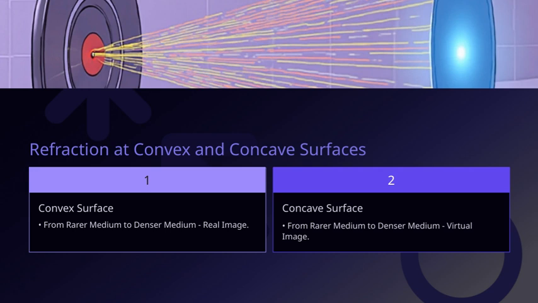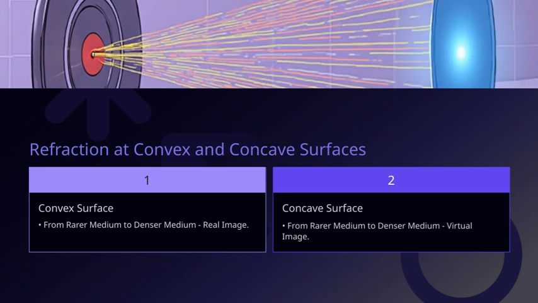Switching gears, when light moves from a denser medium back into a rarer medium, like from glass to air, it can produce a real image. This occurs because the refracted rays actually converge at a point, forming an image that can be projected onto a screen. And when we talk about refraction at convex and concave surfaces, these are fundamental in understanding how images are formed. Convex surfaces tend to produce virtual images when the object is close, and real images when the object is farther away, depending on the position. Concave surfaces can produce either real or virtual images, based on the object's placement relative to the surface.